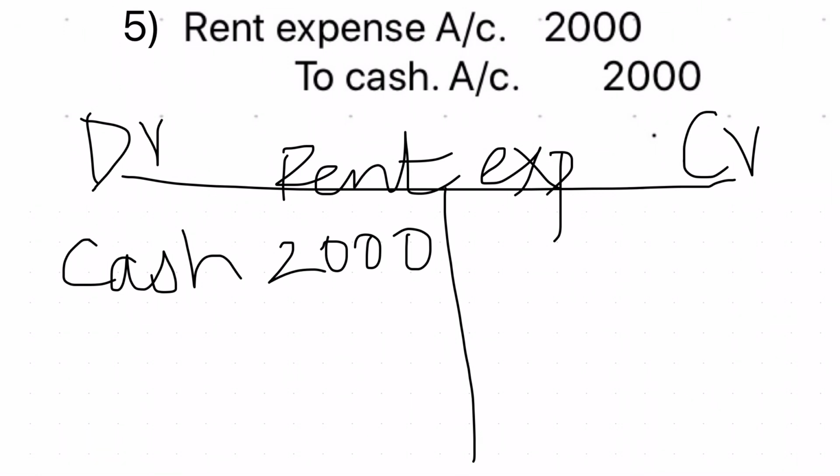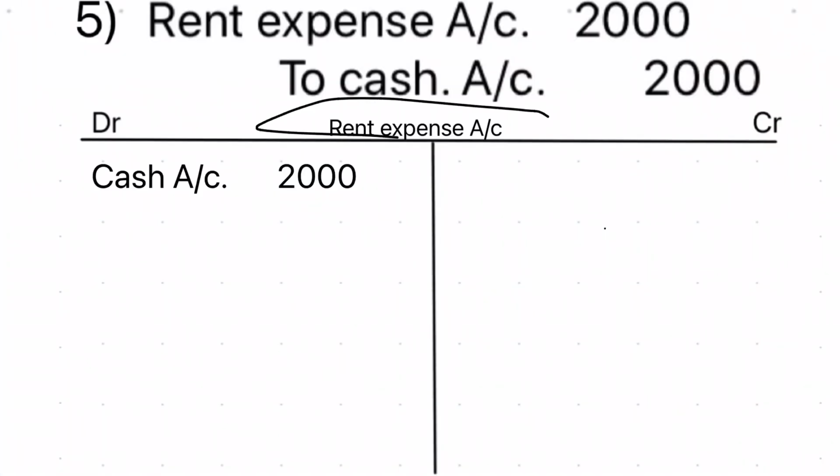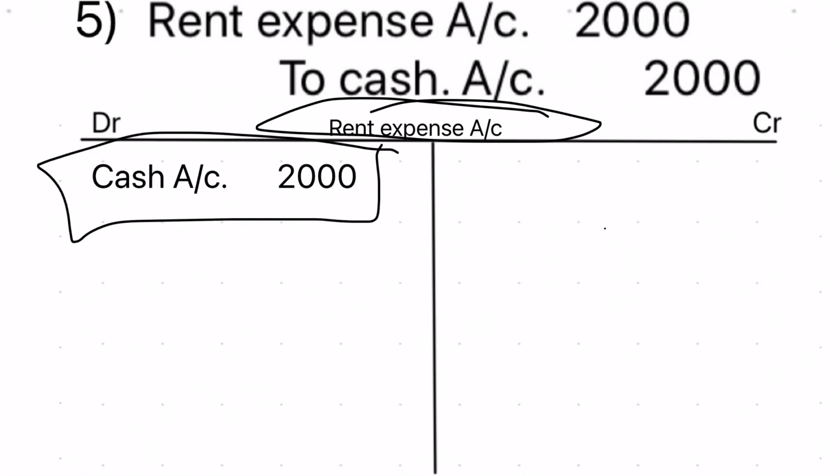Basically why we carry out cash here: the rent expense account gets debited, because whenever there is an increase in expense it will be debited. So rent expense increases, then the rent expense account gets debited. On the other hand, cash is the reason behind the debit of rent expense. So the rent expense account gets debited due to the cash account. Here we will see the clear image of this transaction. The rent expense account gets debited with cash 2,000 rupees.